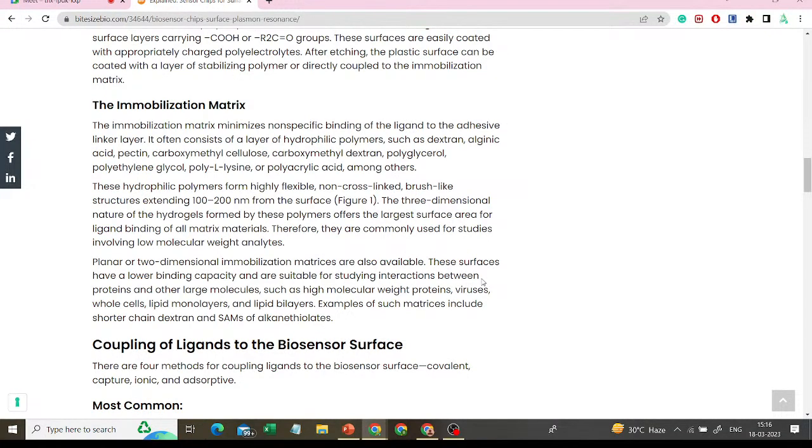So the three-dimensional structures of these hydrogels are formed by these polymers and offer the largest surface area for ligand binding of all matrix materials. Therefore, they are commonly used for studies involving low molecular weight analytes. Then planar or two-dimensional immobilization matrices are also available. These surfaces have a lower binding capacity, and are suited to larger molecular weight proteins and viruses.